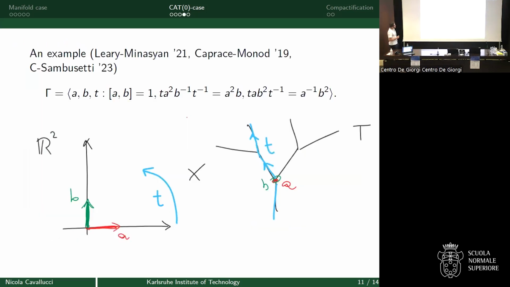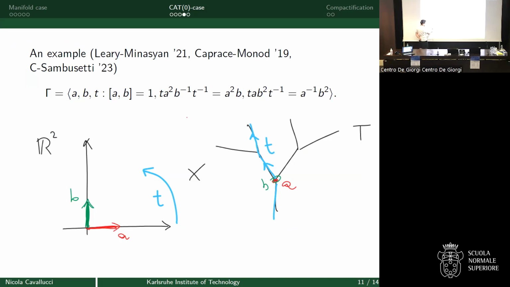Now, okay, this is the second example I want to show. Don't worry about this group, it's just a presentation of this group, but let's focus on the action on the space. So the group is generated by 3 elements, A, B, and T. A and B commute, and there are other relations. Now we take R^2 on one side, and the regular tree on the other side. I drew it with valency 3, but I think it's 10 in the real example, just to understand what happens.